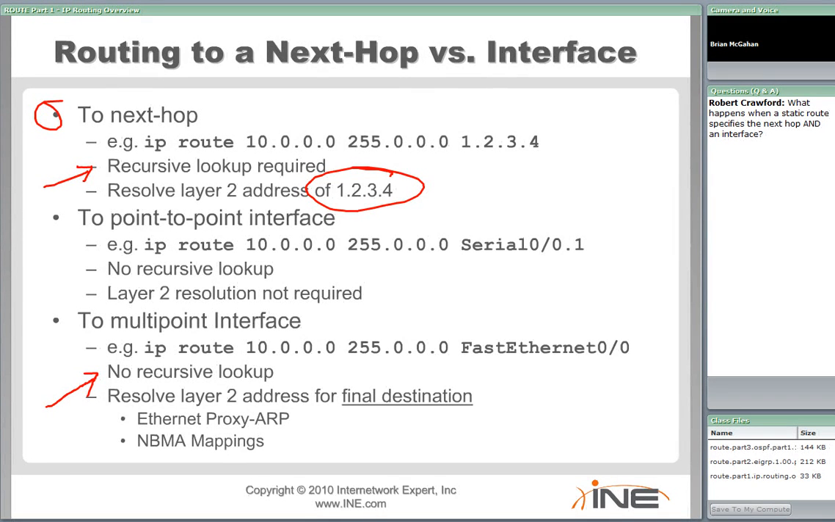Because the next hop, it always should be some neighbor that is layer 2 adjacent to you. So in the case of Ethernet, it should be someone who is in your VLAN. In the case of frame relay, it should be someone who is on the other end of one of your virtual circuits.